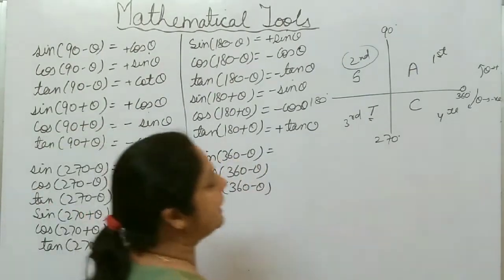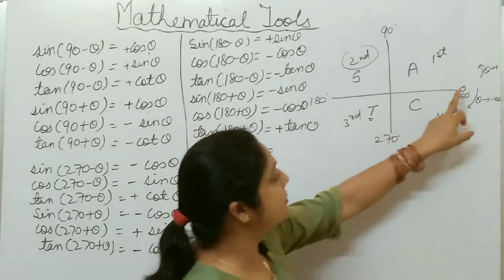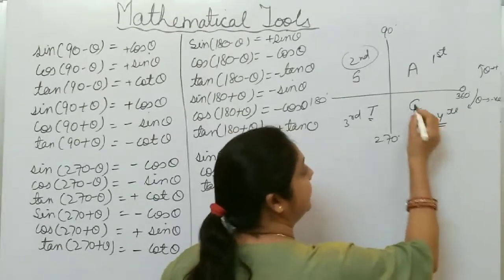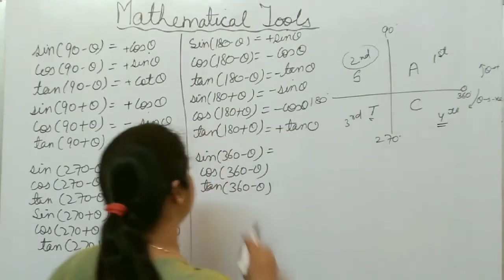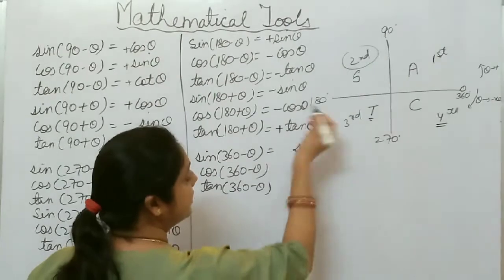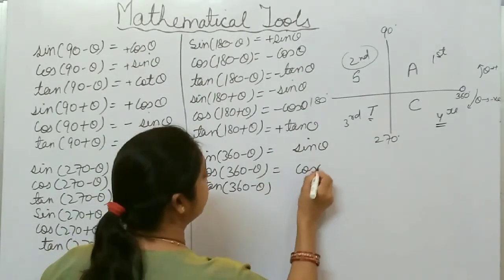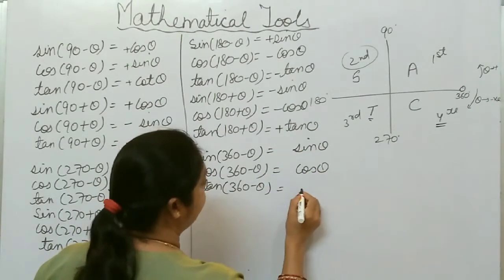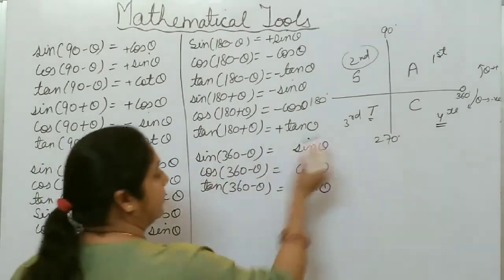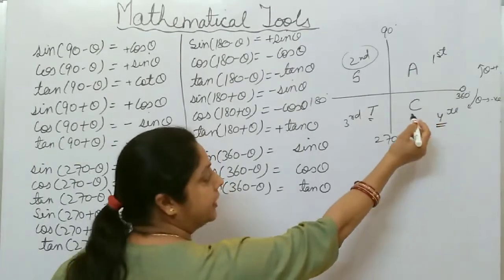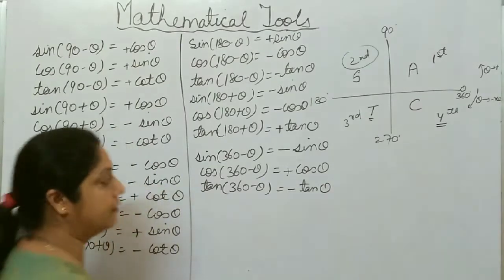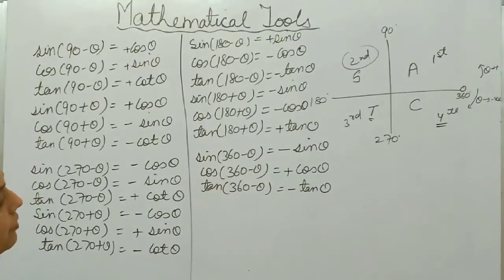Then 360 minus theta. Next one, this one is 360. 360 minus theta means fourth quadrant. And in fourth quadrant only cos is positive. So just write sine remains sine for 360 and 180, cos remains cos theta and tan remains tan theta. Okay. Now 360 minus theta is in fourth quadrant. Only cos is positive and sine and tan are negative. In this way you write these formulas.